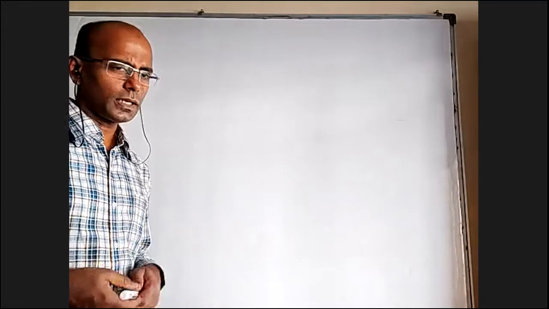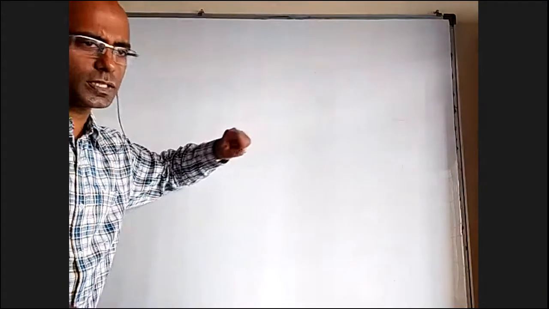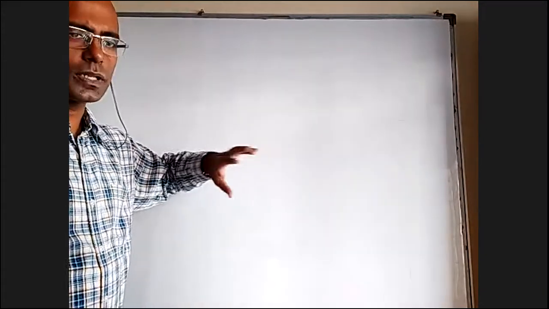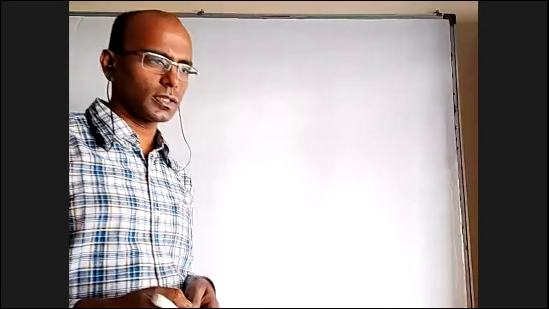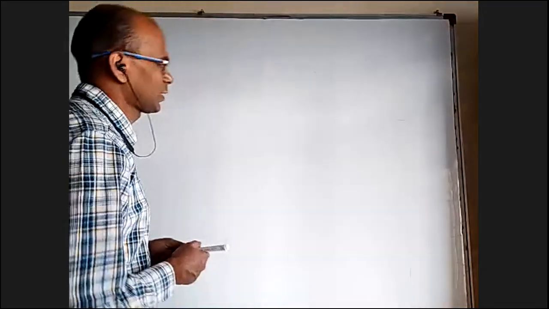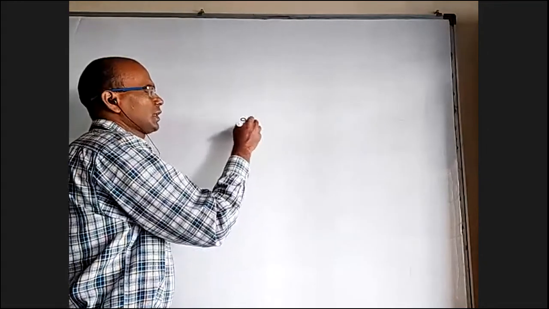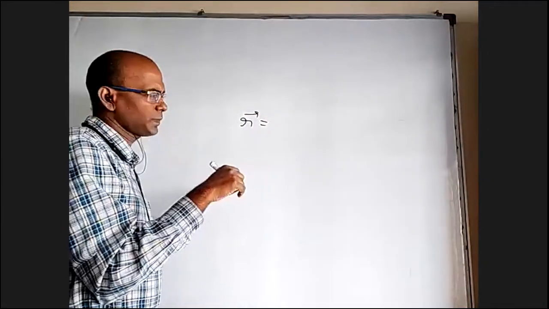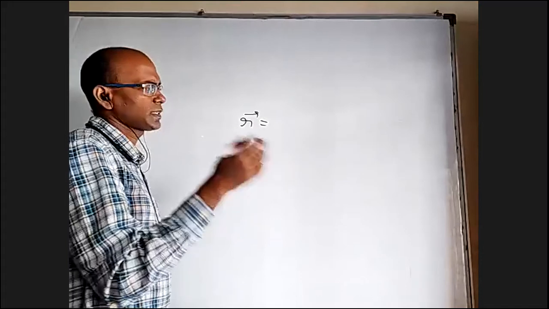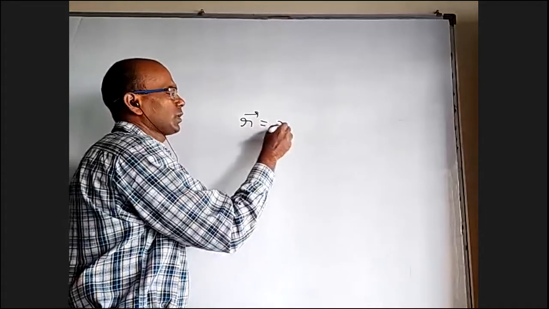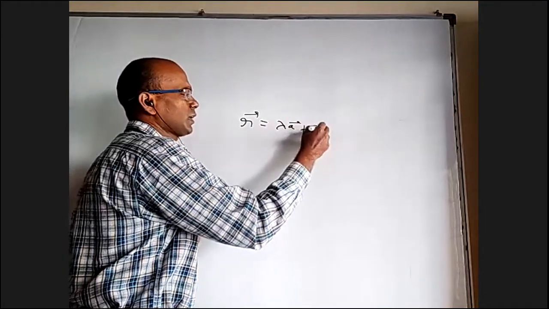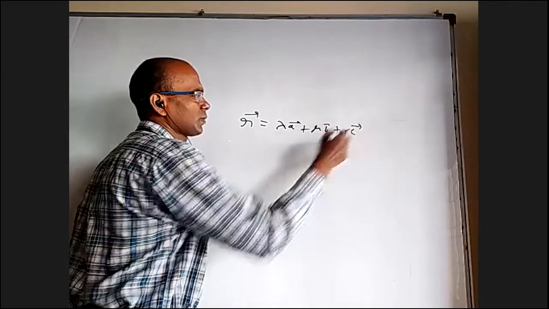Basically, we learnt earlier that any vector in the space can be written as a linear combination of three other non-coplanar vectors in the space. Using this, some formulas can be derived. For example, let us say R bar is a vector in the space. I know three other vectors in the space as A bar, B bar, C bar, and I want to write R bar equal to lambda A bar plus mu B bar plus gamma C bar.